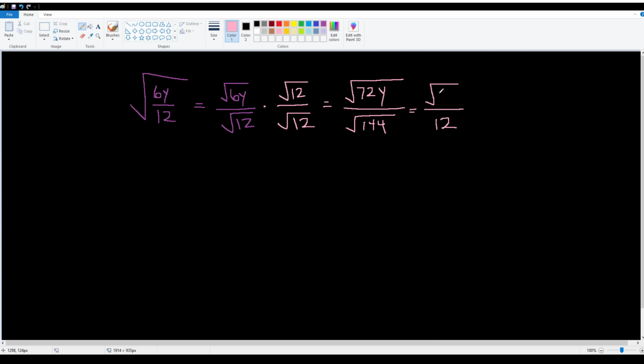Now I do have to focus on the top here, 72y. This needs to be simplified. So I have to take the square root of 72y and simplify this. So this becomes the square root of 72 times the square root of y. So again, I go to my trusty perfect squares over here.